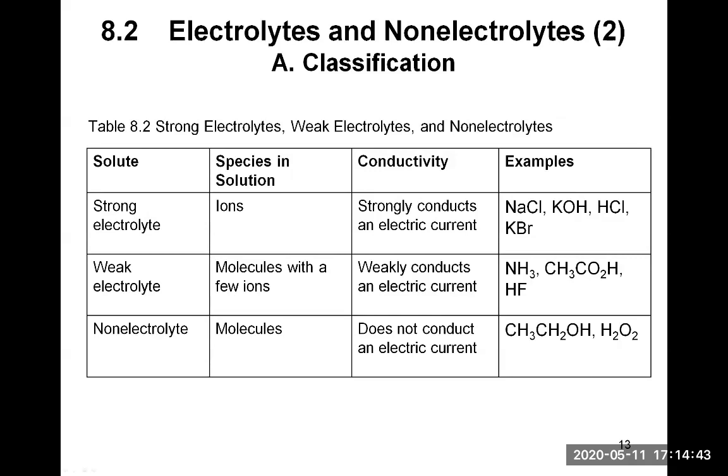And then non-electrolytes are made of neutral molecules in solution. Because they are not charged particles, there is no way they can conduct the electric current, so these will not be electrolytes. Examples are CH3CH2OH, which is ethanol, and H2O2, hydrogen peroxide. These are molecules that stay as neutral molecules in water, and they will not be able to carry the electricity.